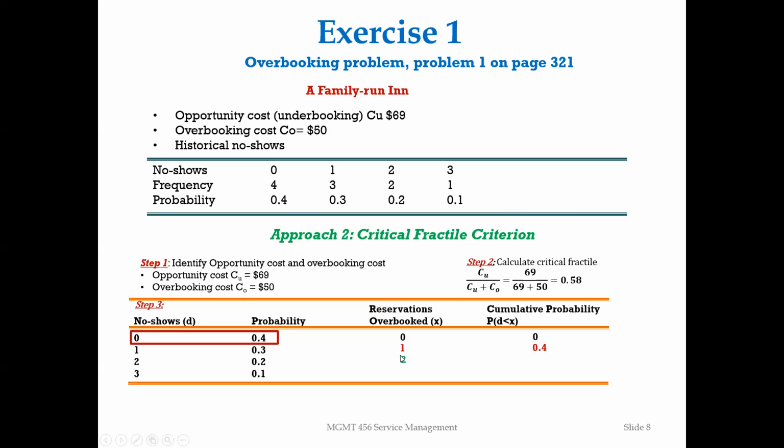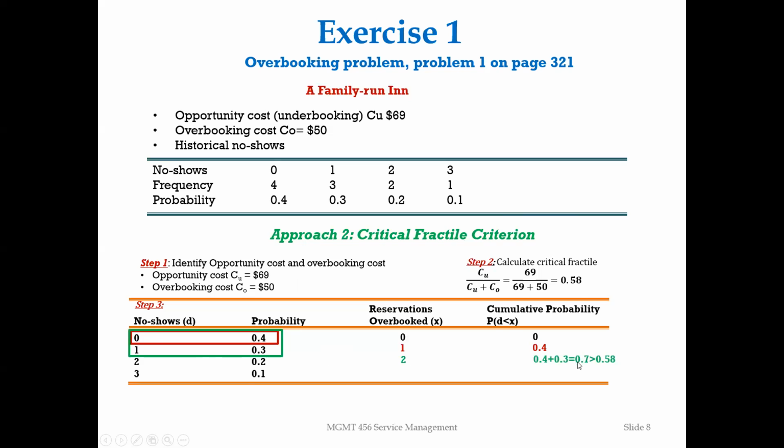When the overbooking limit is 2, in other words, when X equals 2, we want to see under what conditions D is less than X. Look at all these different D's. When is D less than X? When D is equal to 0 or 1. When D is 0 or 1, D is less than X, and X is equal to 2. So we look at the cumulative probability. We add up the probabilities for 0 and 1, which is 0.4 plus 0.3, and we get 0.7.